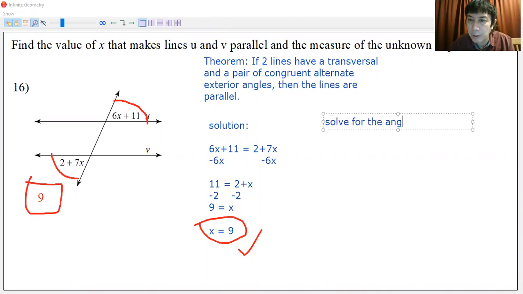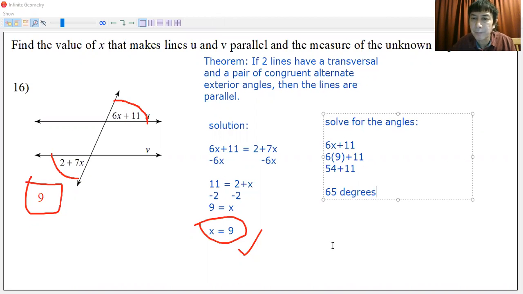Solve for the angles. Okay, the first one is 6x plus 11. 6 times x means 6 times 9 plus 11. And so we have 6 times 9 is 54. Add 11. That will be 65. 65 degrees. Okay, that will be one of the angles.